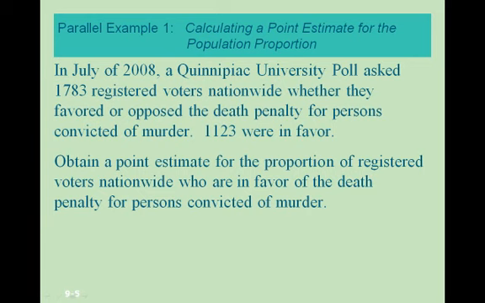So remember that our point estimate for a proportion is given as p hat, and the formula is x over n. So x is the number of people who are in favor of the death penalty, and that was 1,123. And we're dividing by n, which is the sample size, which is how many voters were asked total, and that was 1,783. So when we evaluate this, we get approximately 0.63 as our point estimate.